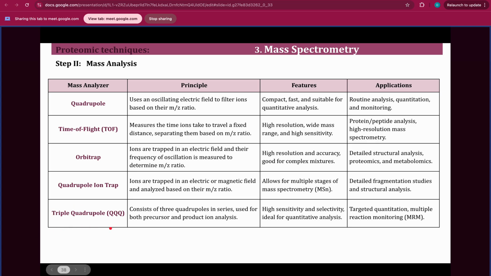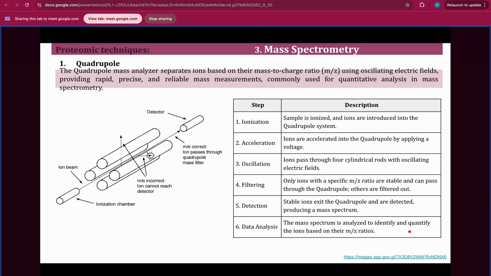Then comes triple quadrupole. In this case, three quadrupoles in series are used to separate the ions. Firstly, precursor ions will be obtained, then other ions will be obtained. So at multiple stages ions are filtered, and that is referred to as triple quadrupole. These are quite sensitive because we are using multiple mass analyzers at each step. That's why these are used for targeted quantitation and multiple reaction monitoring. So this is all about the mass analyzers.